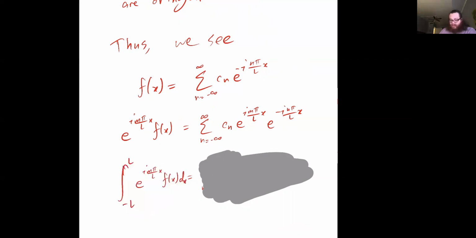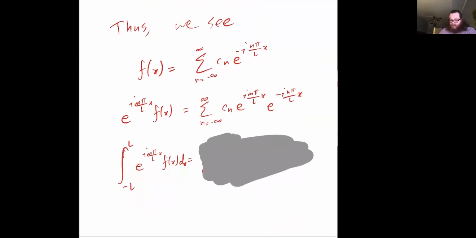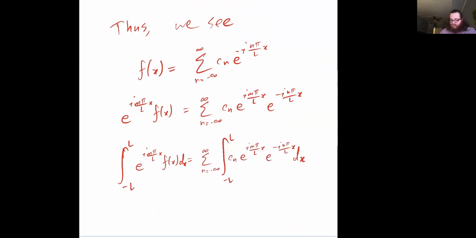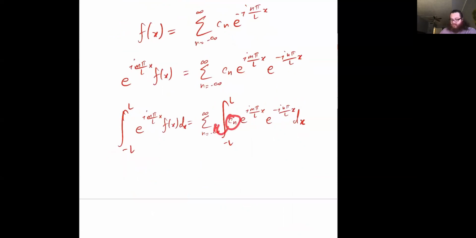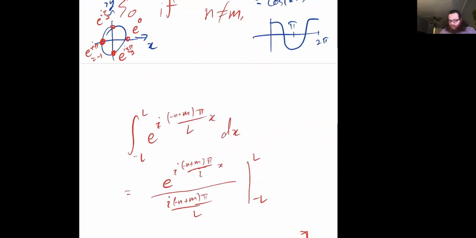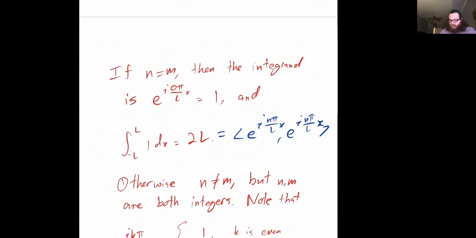Okay, now we're going to integrate from negative L to L, so it's a sum of integrals over here, and on the other side, a sum of integrals over here. This is a constant, so we can pull it out. This integral here is either going to be 0 if n and m are different, and again, we're summing over all possible n, or it's going to be equal to, what was the constant, 2L, when n and m are the same.